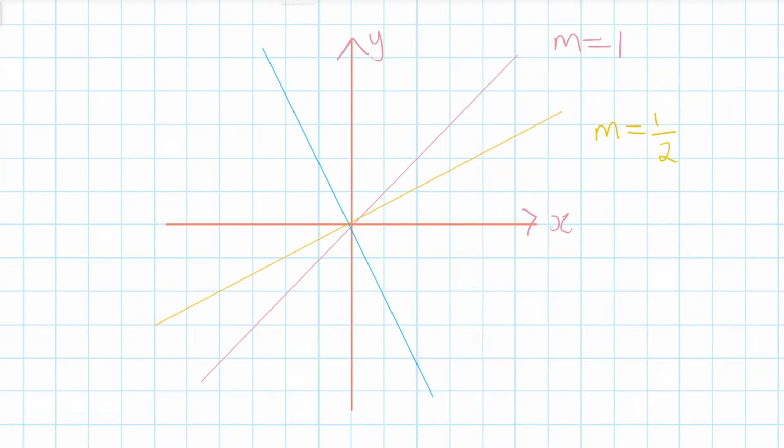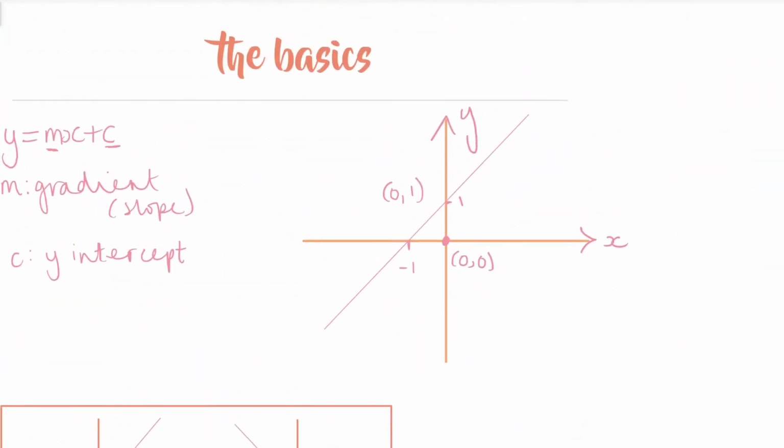Now let's look at this blue line. This is going in the other direction, the negative direction, so our gradient is going to be a negative number. But let's count. We're going along 1, down 2, along 1, down 2. Because we're going down, it's going to be a minus number, so m is minus 2. Negative 2, because we're going in that direction. So that's a quick recap of the gradient.